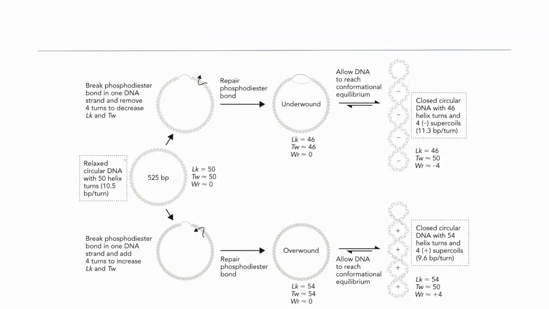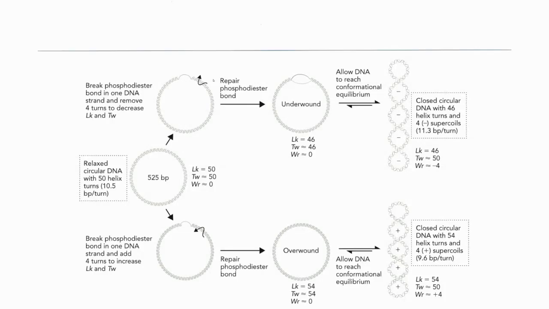So here's just an example. Okay, so let's say we have a relaxed circular DNA with 50 helix turns, 525 base pairs, and B-form DNA, where every turn is 10.5 base pairs per turn, so 525 divided by 10.5 gives you 50. So that means the twisting number is 50. And since the linking number equals twisting plus writhing number, and there's no writhing number because there's no supercoil here, the linking number equals 50 plus 0, which is 50, right?